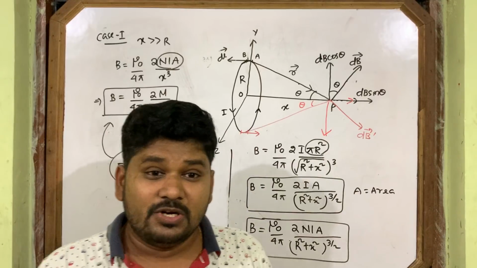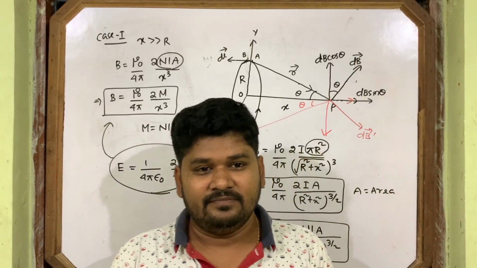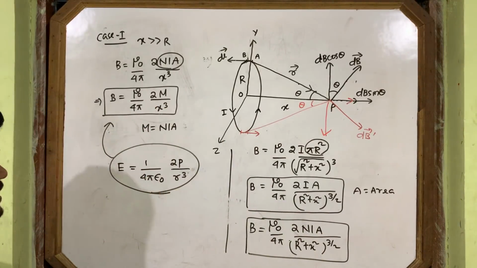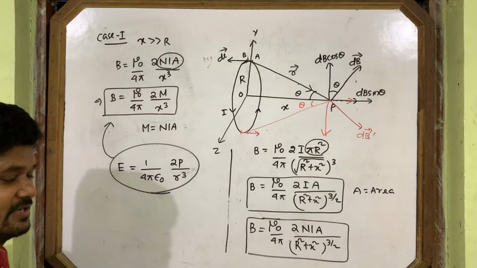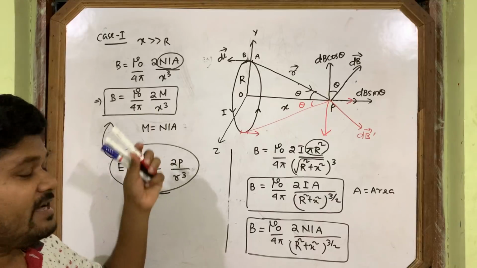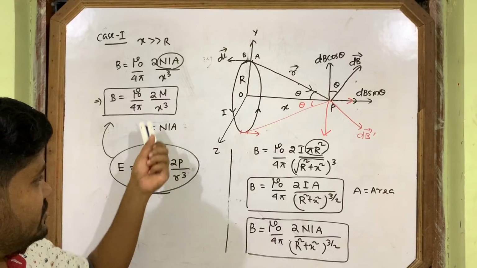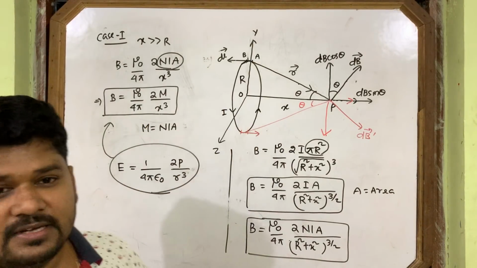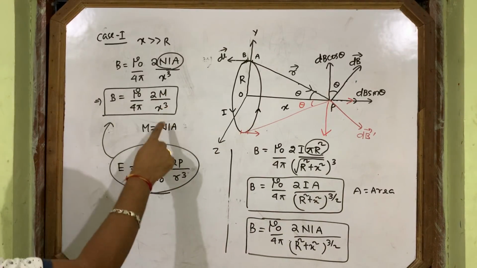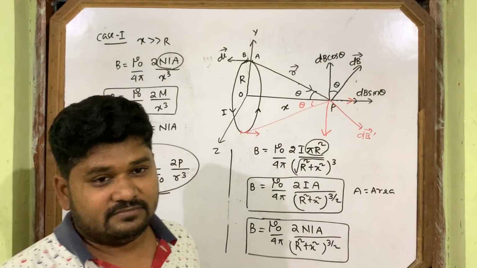In an exam, if the question comes, prove that a current carrying circular coil behaves like a magnetic dipole, what will you write? You will write this much, and you write that this expression is similar to the expression of magnetic field due to a magnetic dipole. Just like electric dipole, there is also magnetic dipole, with a similar expression. So a current carrying circular coil behaves like a magnetic dipole, where dipole moment M is equal to Nia. We will calculate the dipole moment like this.